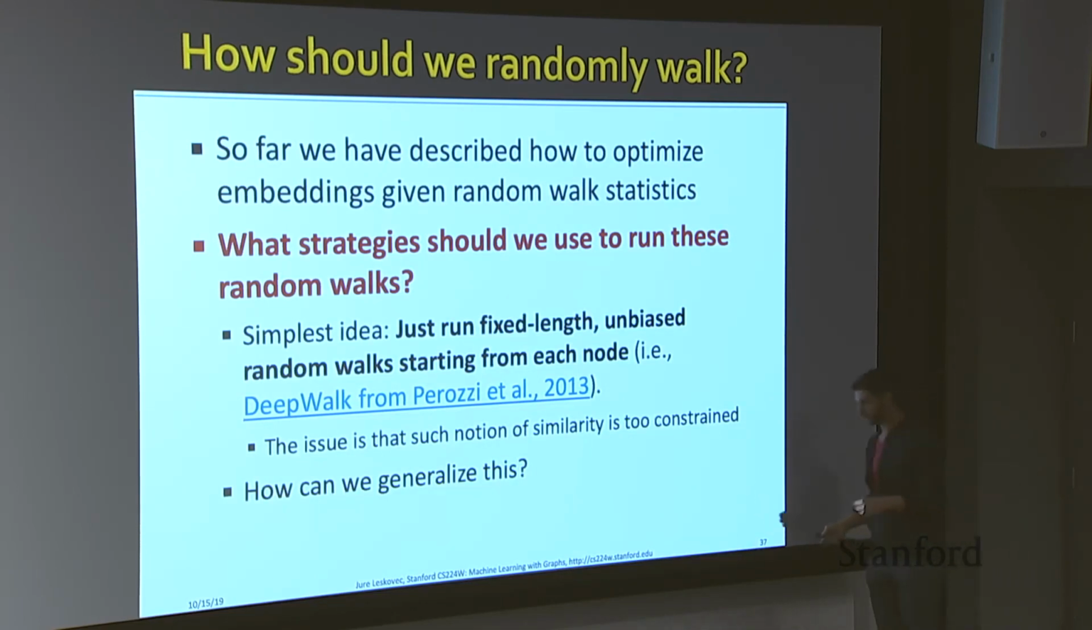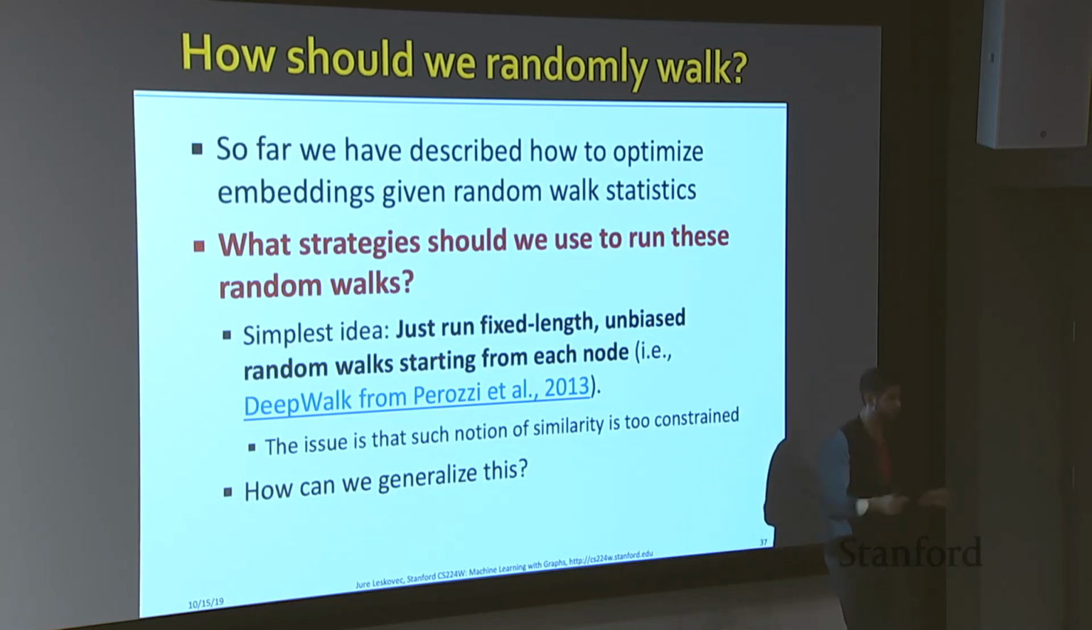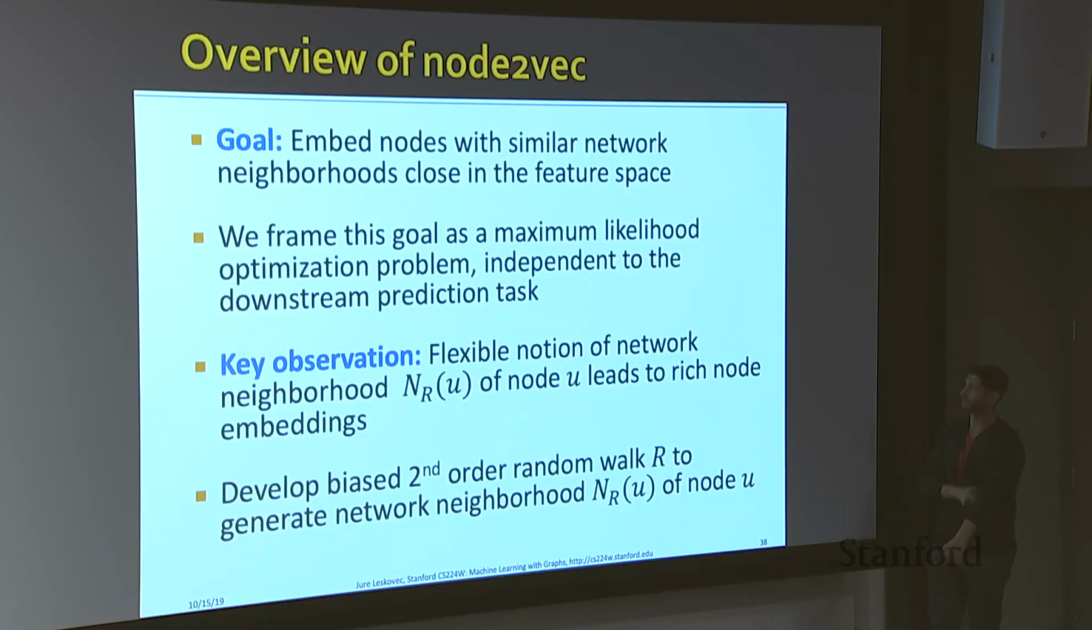So say if there are two nodes that have a similar structural role in the graph but they're very far away, you will never be able to capture the similarity given that the length of your random walk is fixed. So how can we start from this framework, and how can we generalize it? How can we make it more expressive and more powerful? What strategies can we employ to make that happen?